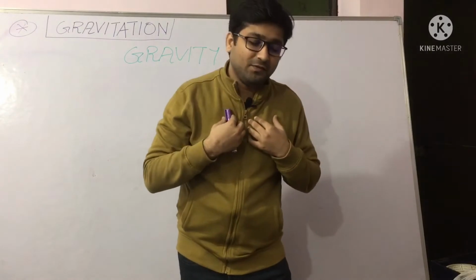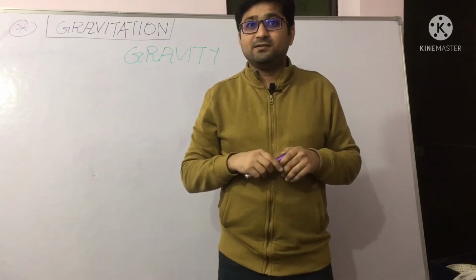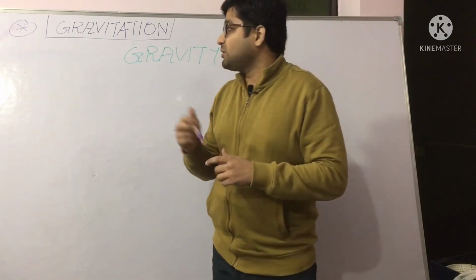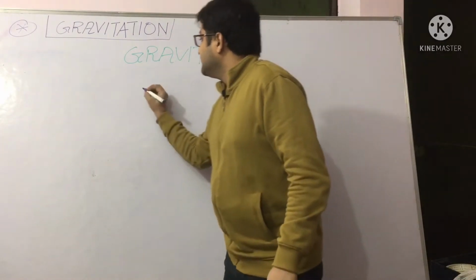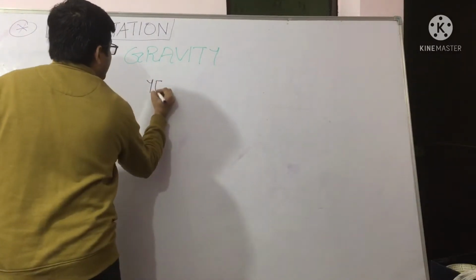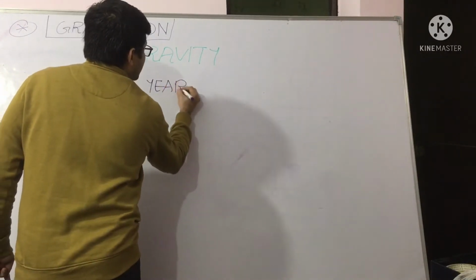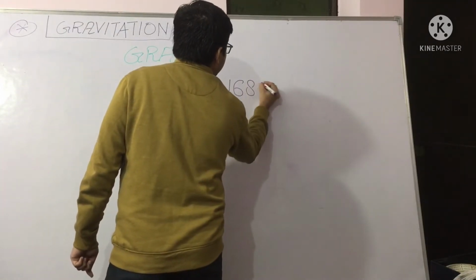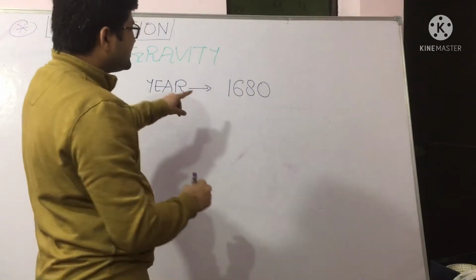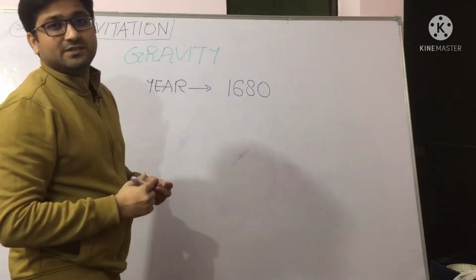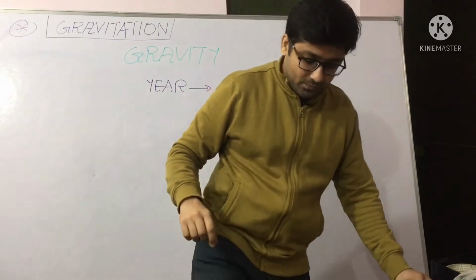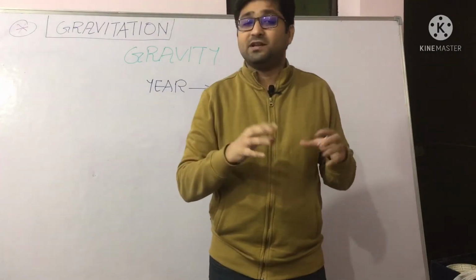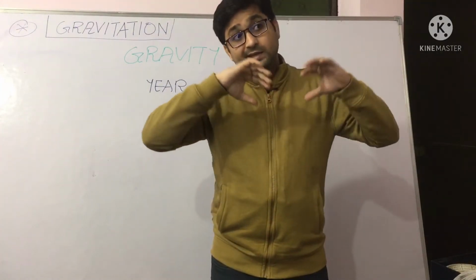Since childhood we have always listened to this story, and this led to the topic gravitation, because Newton's law of gravitation was given in the year 1680. So in 1680 Newton's law of gravitation came. So I hope you all got the basic understanding of what gravity is. It is the force of attraction between any two bodies in this universe.